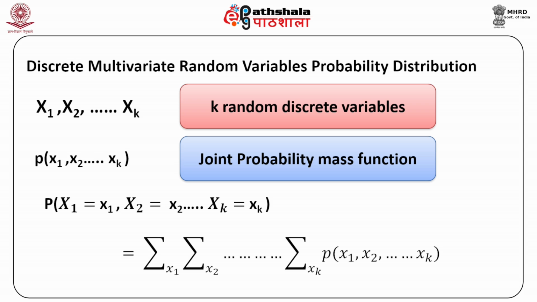Further, we discuss the probability distribution of discrete multivariate random variables. If X1, X2, up to Xk are k discrete random variables, then given the joint probability mass function p(x1, x2, ..., xk), we have P(X1 = x1, X2 = x2, ..., Xk = xk), that is, summation over x1, summation over x2, up to summation over xk of the probability p(x1, x2, ..., xk), where x1 lies between plus infinity and minus infinity, x2 also lies between plus infinity and minus infinity, and xk also lies between plus infinity and minus infinity.